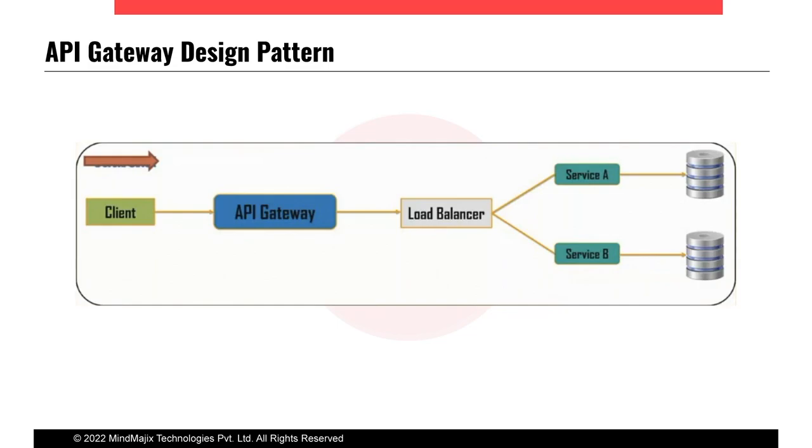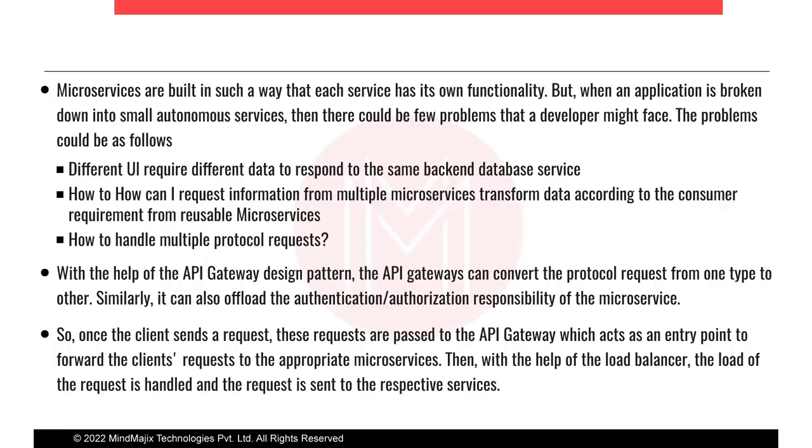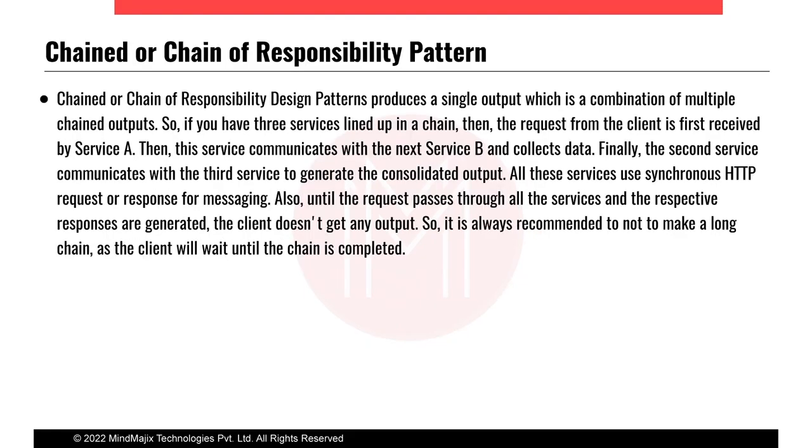We have several gateways. Mostly we use the Zuul gateway for this purpose, which handles all the requests and sends them back to the services. It does the authentication also, and it does the load balancing. They do many things, so the API gateway is the best way to handle all the requests. And again, this is the theory part, and you can go through this theory part also. The next pattern is the chained pattern.